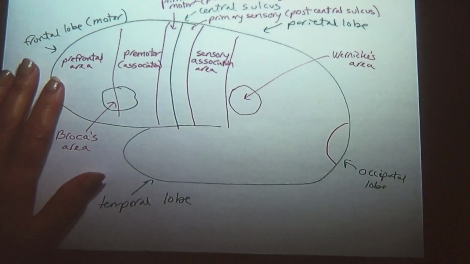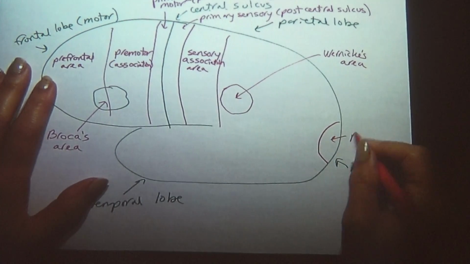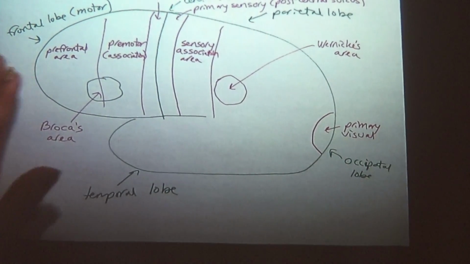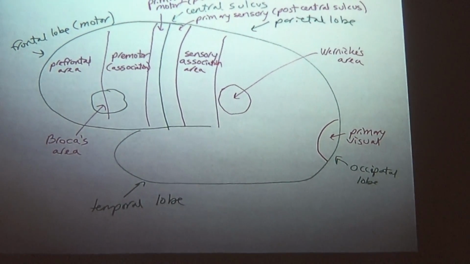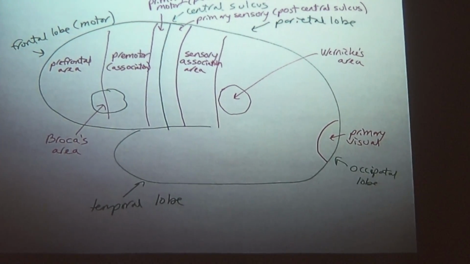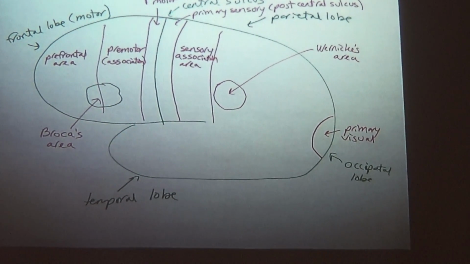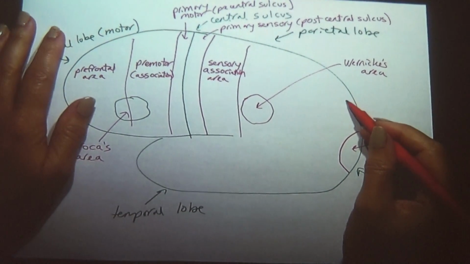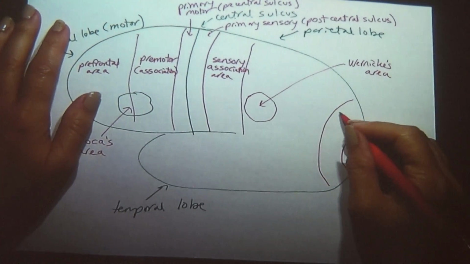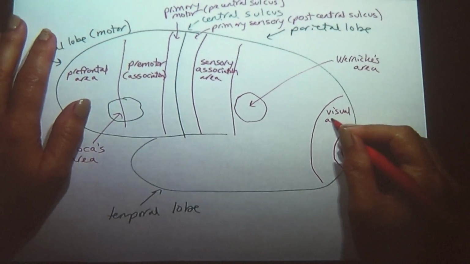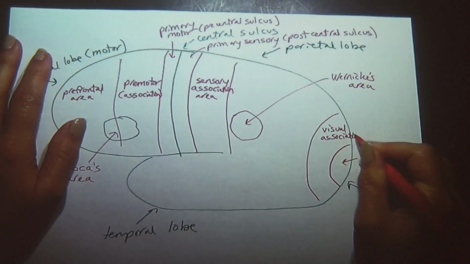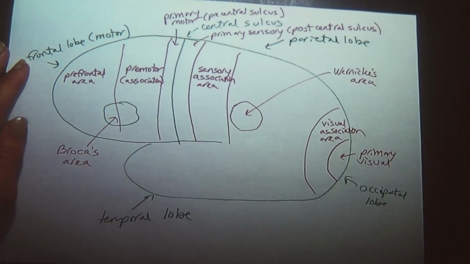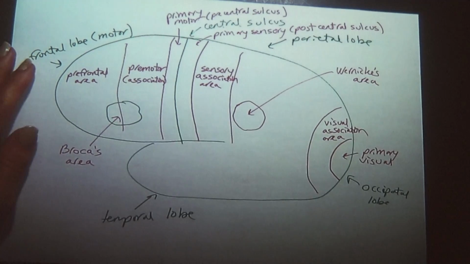Okay, so now we'll move down to the occipital lobe. Right at the very tip of your occipital lobe is primary vision, or the primary visual area. So if you ever get bonked on the back of the head, you see stars, kind of, because you hit those neurons that are responsible for sensing vision. So if you hit them, they think they saw something. Right around it is the visual association. And that's it for the occipital lobe.